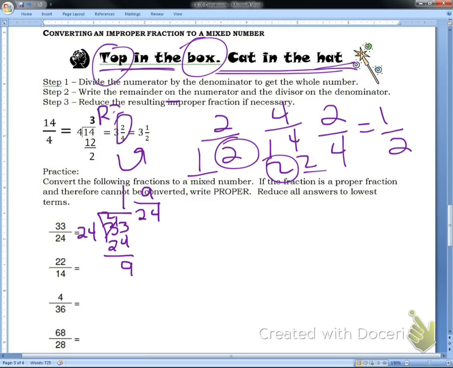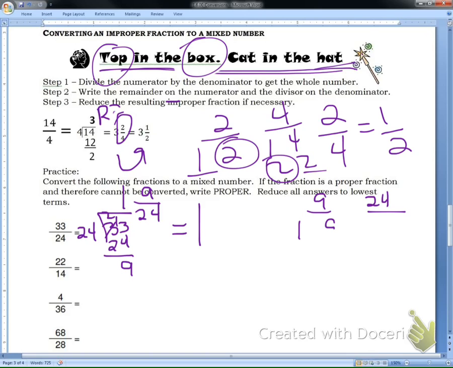Now I know 9 over 24 can still be reduced. My whole number, remember, does not go away when I'm reducing my fraction. So make sure you write that down. I see many students just write down the fraction after they reduce it, and they forget about that whole number there. I'm going to do 9 over 24 here off to the side.